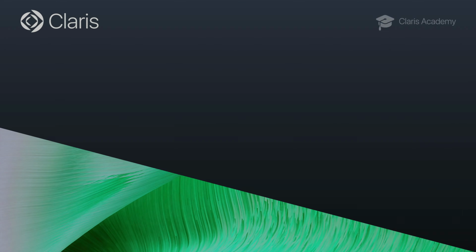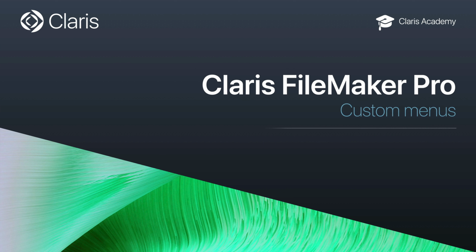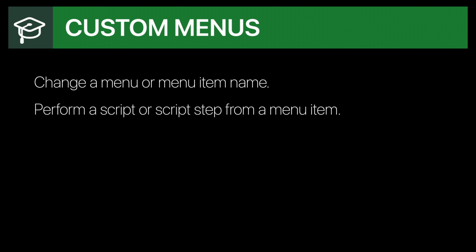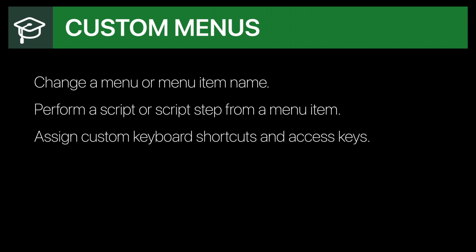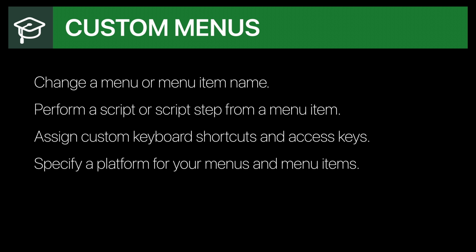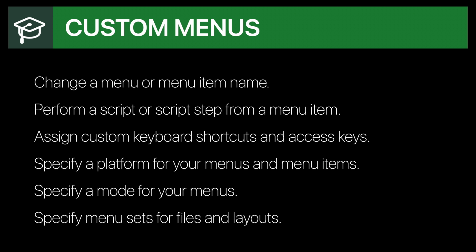In this lesson, we discuss custom menus. Custom menus allow you to change a menu or a menu name. They can be set to perform a script or a script step directly from a menu item. You can assign custom keyboard shortcuts and access keys. You can specify platform-specific menus and menu items as well. You can also specify a menu to appear in a given mode, such as Browse, Find, and Preview. And finally, you can associate a custom menu set with your entire file or a specific layout.